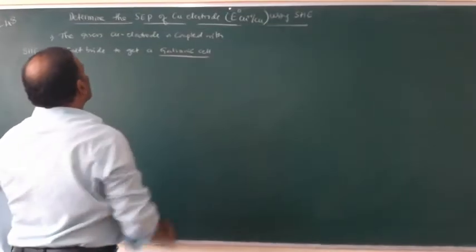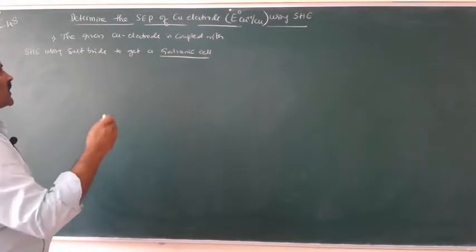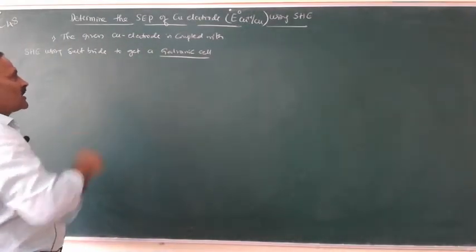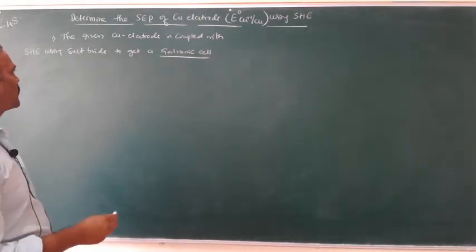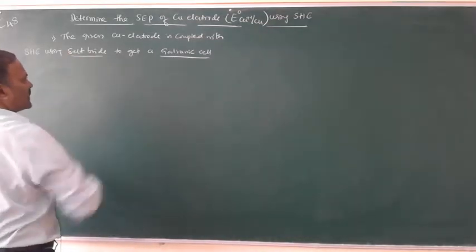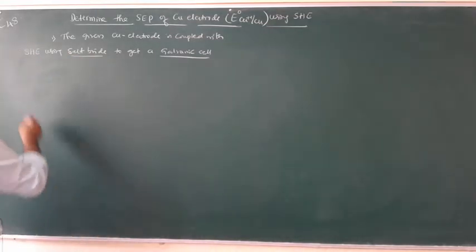So the copper electrode is coupled with standard hydrogen electrode using salt bridge to get galvanic cell. So this is the first step.